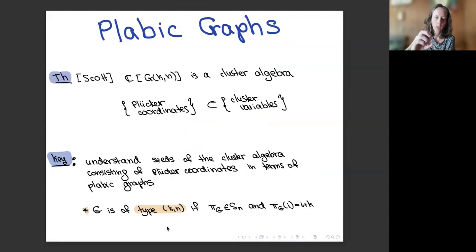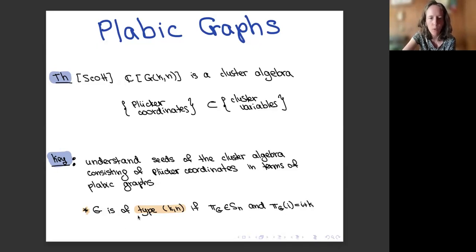Okay, and so again, what is our goal? Our goal was to understand this theorem by Scott, which says that the coordinate ring of the Grassmannian is a cluster algebra, where Plücker coordinates form a nice subset of cluster variables. The idea is you want to understand this in terms of plabic graphs. Now, in order for this machinery to work, I need to restrict the types of plabic graphs I use, and it's quite a strong restriction. You can ask me what all the other plabic graphs correspond to, and I can tell you that, but for Grassmannians, these are the plabic graphs you want to take.